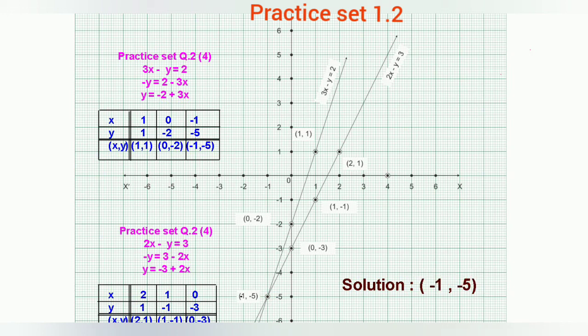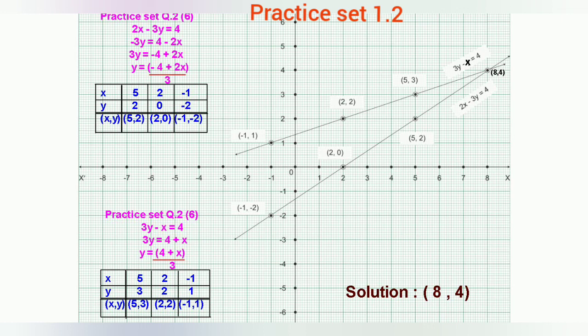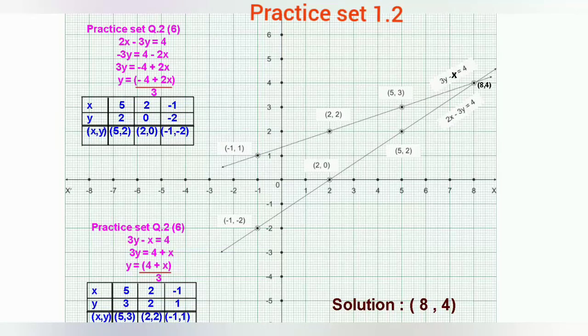Now the next sum is again a very important one because y has a coefficient. See here, y has coefficient 3. That means we can get a fraction, so we cannot put just any value of x. We'll put some particular values of x so that the whole numerator is divisible by the denominator 3. We'll put the values 5, 2, minus 1. Then we'll get y values 2, 0 and minus 2. So we plot these on graph paper: 5, 2, then 2, 0, then minus 1, minus 2. This is the graph of the first equation.